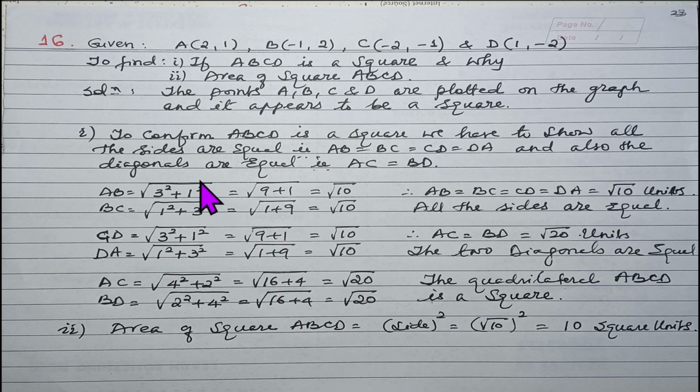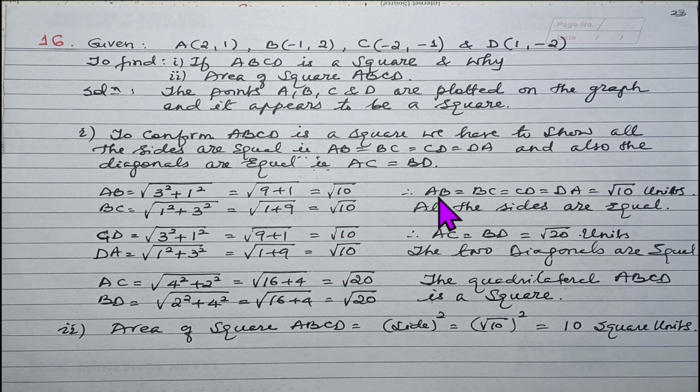I have used the distance formula, that is square root of (x2 minus x1) whole square plus (y2 minus y1) whole square. Applying that, we get AB is root 10, BC is also root 10, CD is also root 10, DA is also root 10, and the diagonals AC is equal to root 20, BD is equal to root 20.